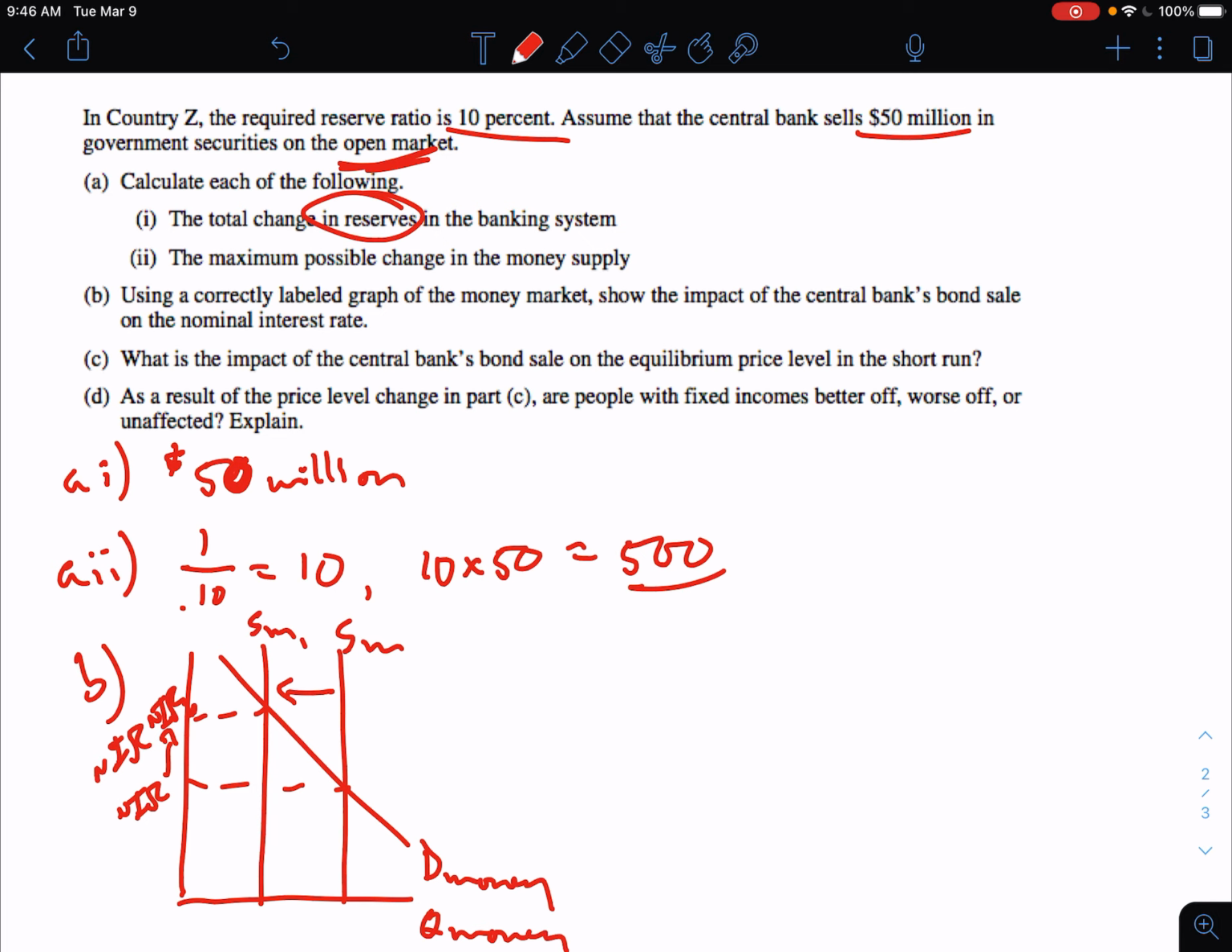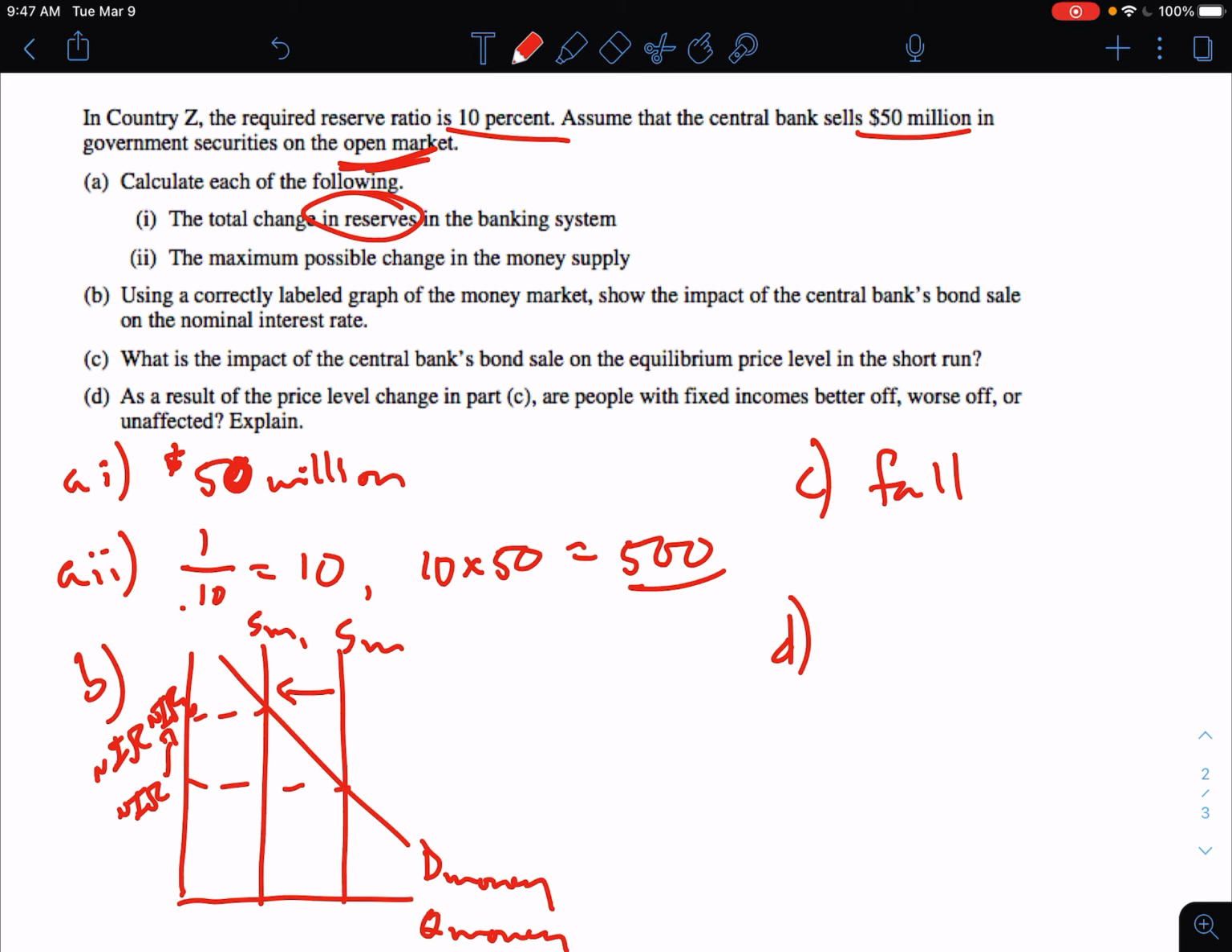What is the impact of the central bank's bond sale on the equilibrium price level in the short run? It will fall. If this were a newer question, they would probably give you some information about whether we're looking at the neoclassical or the Keynesian perspective. There's no reason to assume sticky prices, which is why, if there were an assumption of sticky prices, then you would argue that they remain the same, but there's no reason to assume that. So we're going to go with the neoclassical answer. But honestly, I think they would clarify that a little bit more in a newer question.